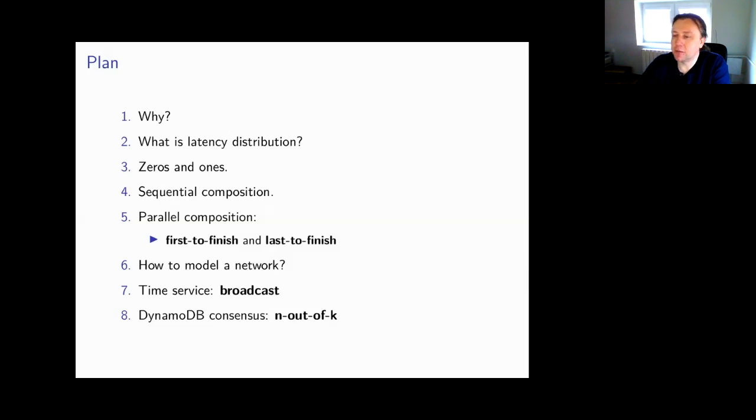Then we will go on how to model the network, so like network broadcast, for example. And we will give the example of time service and DynamoDB consensus. So why DynamoDB is so fast, for example, right? We can model basically the time it takes DynamoDB to update after each new tuple is inserted to database, and how long does it take to read, depending on the configuration of DynamoDB.